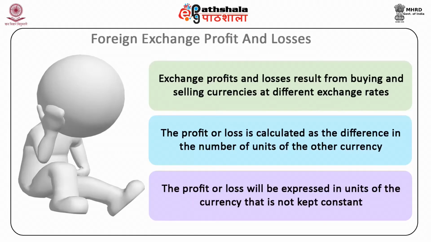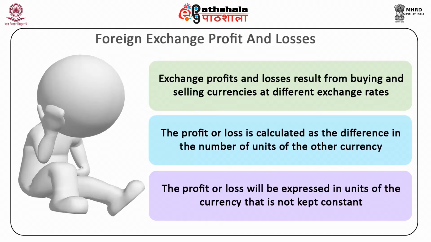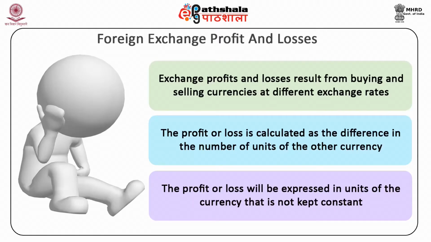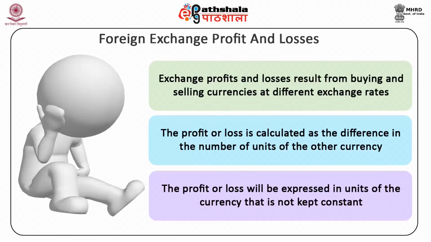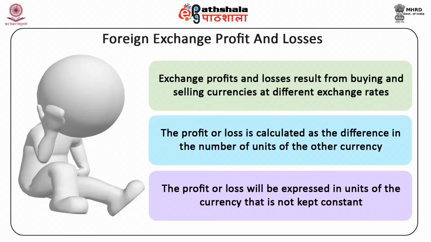1.4451 US dollar. US dollar profit equals proceeds of sale of 10 lakh pounds sterling minus the cost of purchase of 10 lakh pounds sterling, which equals 10 lakh into 1.4451 minus 10 lakh into 1.4450, which equals 10 lakh into 1.4451 minus 1.4450, which equals 10 lakh into 0.0001, which equals 100 US dollar.